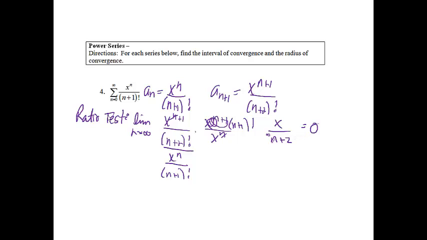All right, and with the ratio test, we're looking for our answer to be less than 1. I notice that 0 is always less than 1. It does not matter what x is. I can let x be 1, 1,000, 1,000,000, and I'm still going to get 0 as my answer. So this one is always going to converge. So my interval of convergence will be negative infinity to infinity. And then my radius of convergence is going to be infinity, and that will do it.